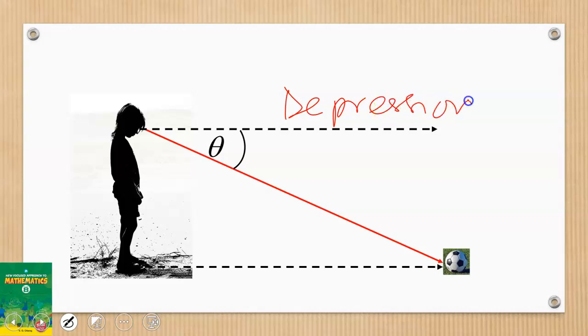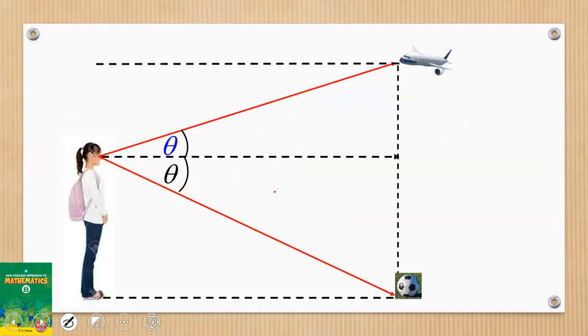So take note of these two words. Elevation, you raise up your head. Depression, you bring your head down. Each of them has a horizontal reference point. So in summary, if you stand straight, your normal sight is horizontal like this guy's own. The moment you raise your head up to see the object at the top here, you create the angle of elevation. If you bring your eye down, you create the angle of depression.